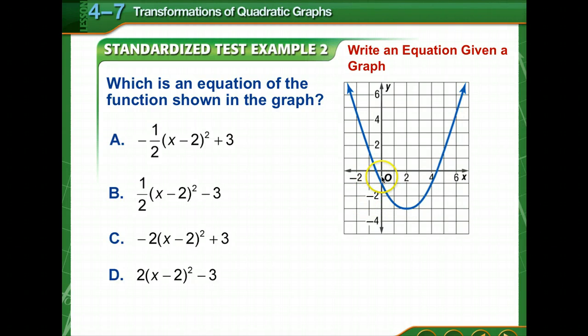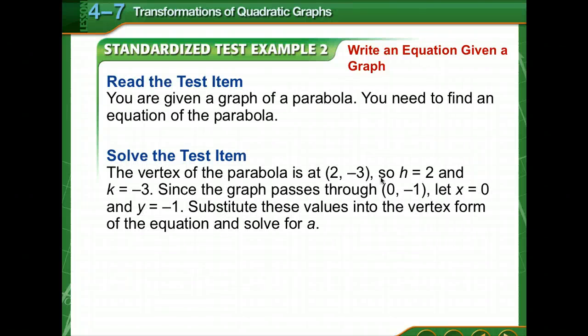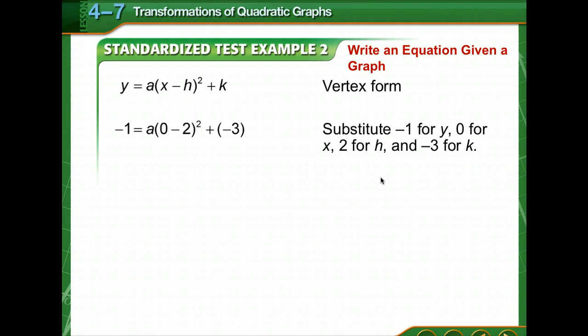Now, since the graph passes through (0, -1), we're going to let x be 0 and y equal -1. And we're going to substitute these values into the vertex form of the equation and simply solve for a. Okay, so we said that the vertex was (2, -3), and that it passed through point (0, -1).